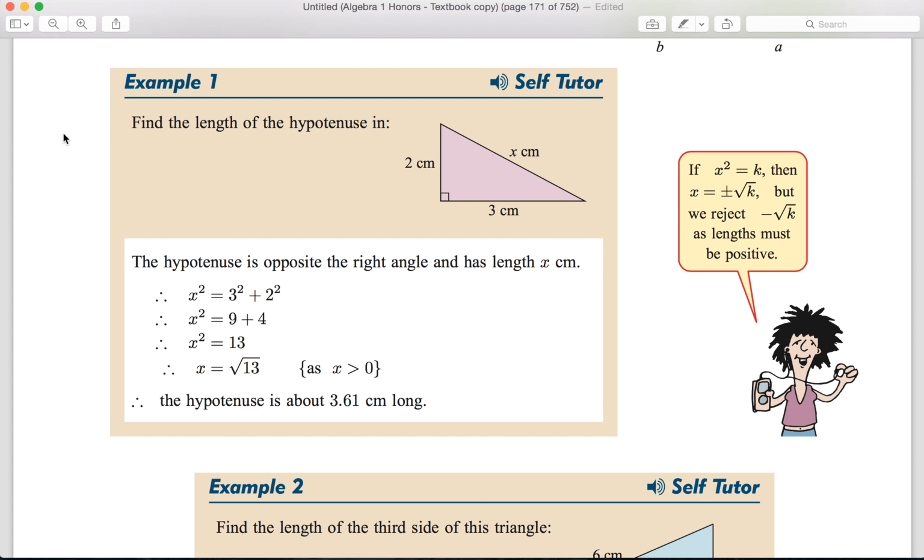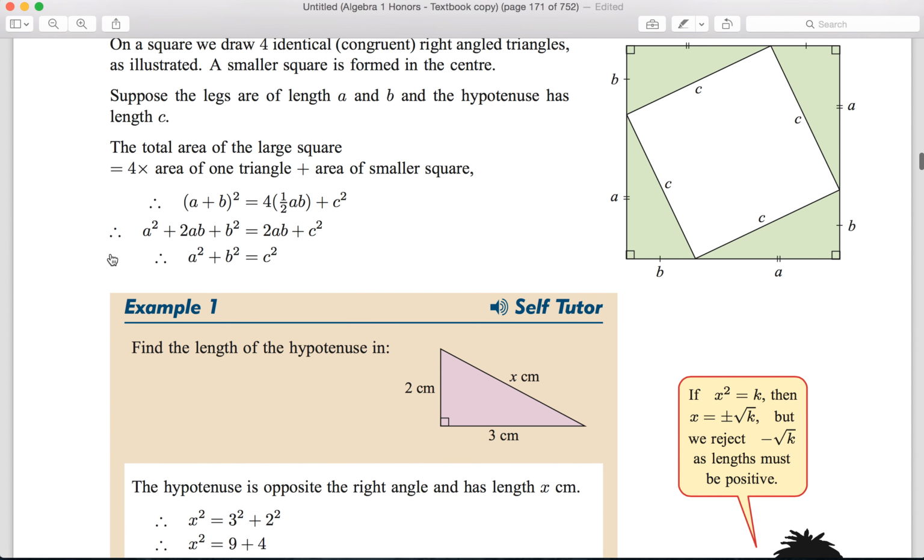This triangle has three sides. What are the lengths of the legs? If you said 2 centimeters and 3 centimeters, you would be correct. Those are the two shortest sides. The hypotenuse, we don't know the length of, so we call it x centimeters. Let's look at how to solve this problem now.